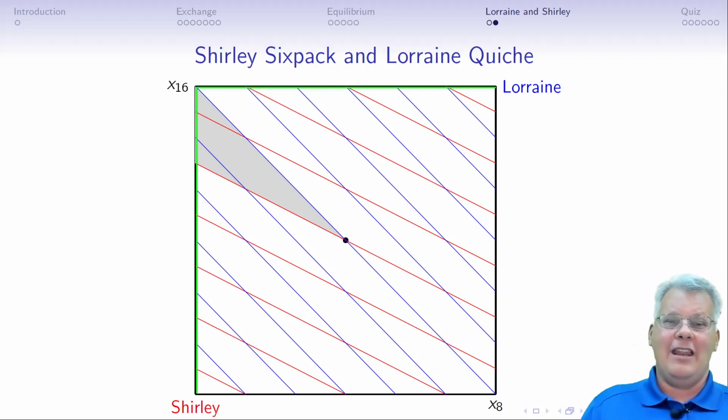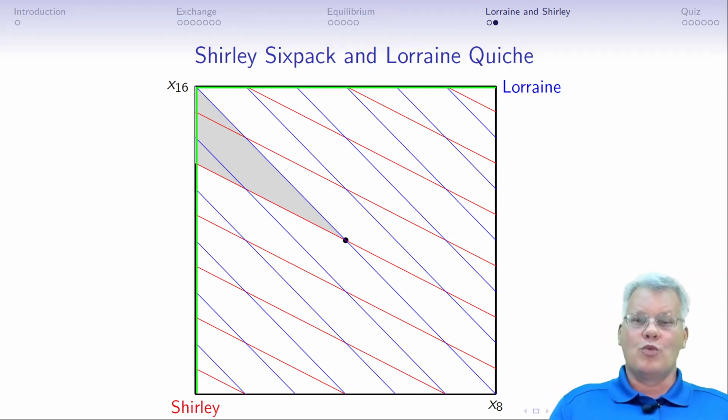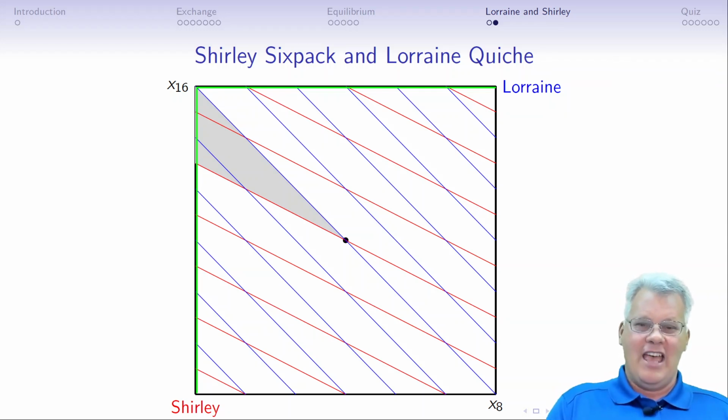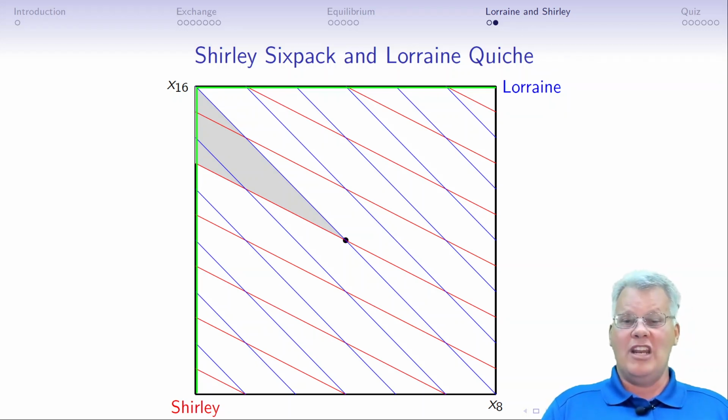So to consider that, I've drawn this Edgeworth box showing Lorraine and Shirley's endowment. It's that dot right in the center, and much like we did before, we could think of Shirley's weakly preferred sets. Those would be the area to the northeast of Shirley's red indifference curves, right? Lorraine Quiche's weakly preferred set would be the area to the southwest of her blue indifference curves. And then the intersection of those two would be the gray shaded areas.